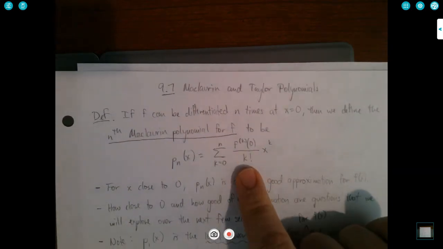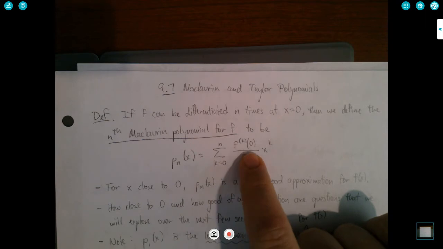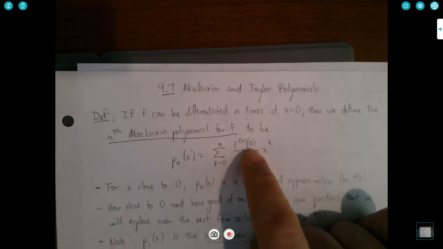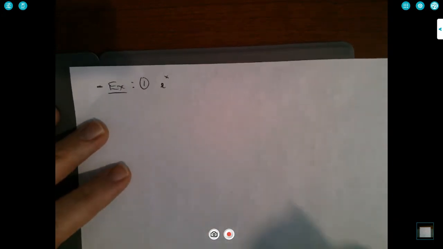So we want the Maclaurin polynomials for e to the x. Okay. All right. Well, as you can see, the Maclaurin polynomials require us to look at a bunch of derivatives, right? This is the kth derivative of f evaluated at 0. So let's find some derivatives of e to the x.